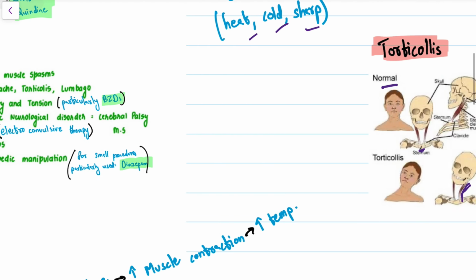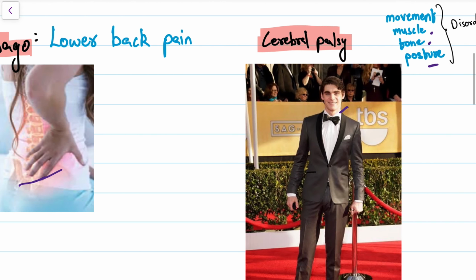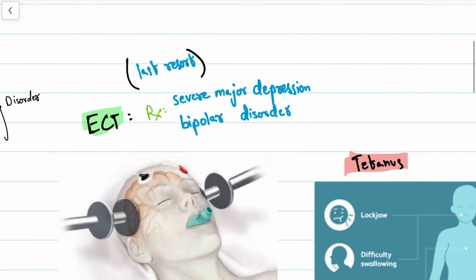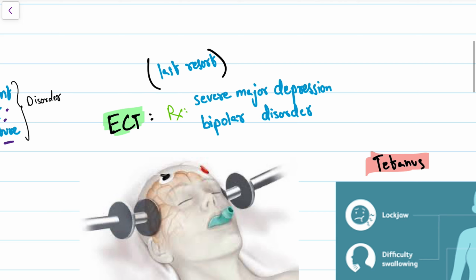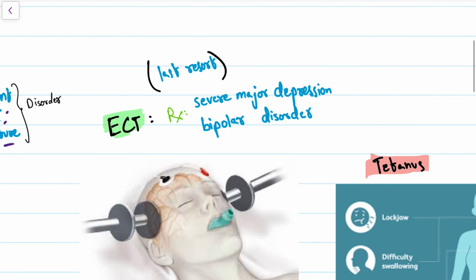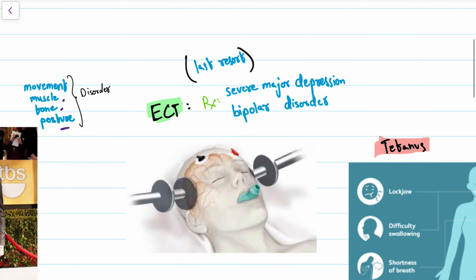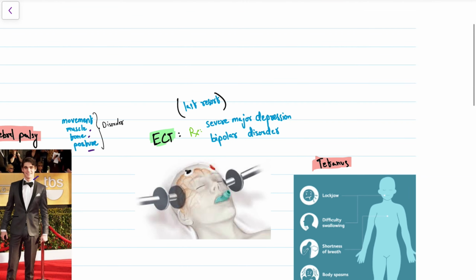It is also used after electroconvulsive therapy. After ECT, the person undergoes very major and abnormal muscle contractions. To prevent that, central SKMRs are given. ECT is given as a last resort to treat severe major depression and bipolar disorders. You see in these movies where they give shocks to certain people.